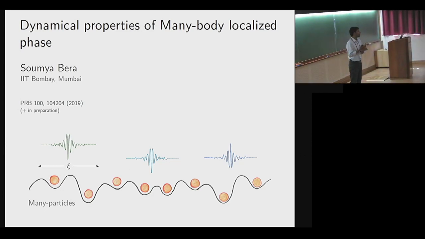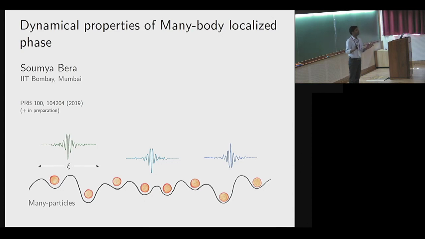So the setting is as usual. The experiment that we will be talking about is a cold atom experiment or ion trap. So it's a 1D system where particles are hopping in a potential which is disordered site to site. That's the usual setting, without any interaction. So we have a many particle system. Without any interaction, the single particle eigenstates are exponentially localized in space. That's the basic idea of Anderson localization in 1D.